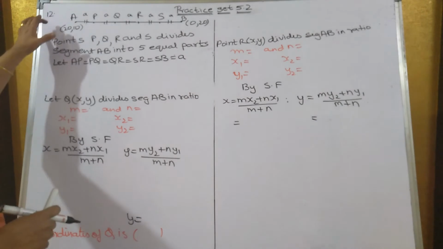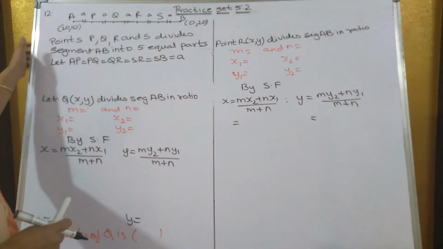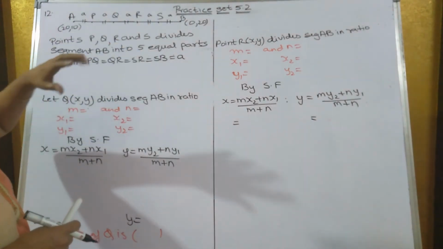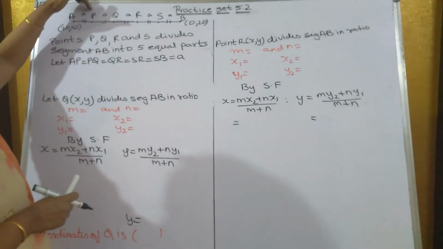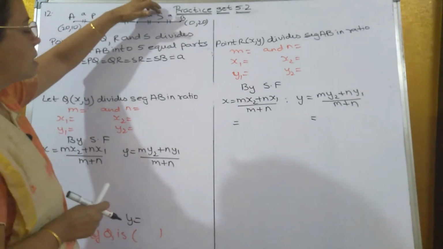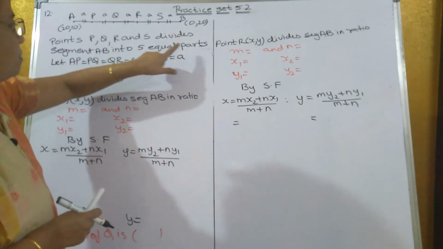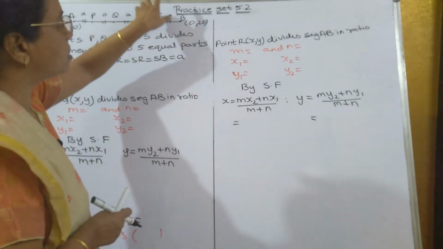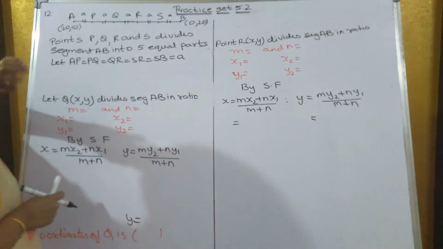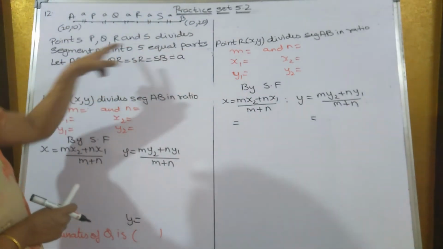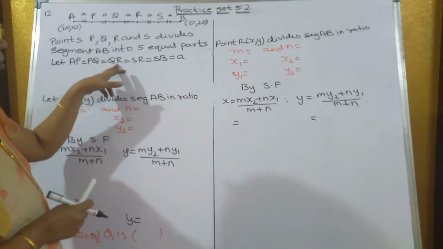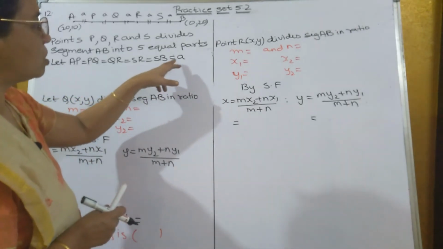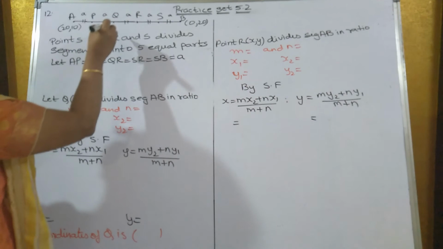Now the last sum of practice set 5.2, in this the segment AB is divided into 5 equal parts. So let us take points P, Q, R, S, dividing segment AB into 5 equal parts. Now AP is equal to PQ is equal to QR is equal to RS is equal to SB, because it is 5 equal parts. Let us take that as A. Now first we will find out the coordinates of Q.